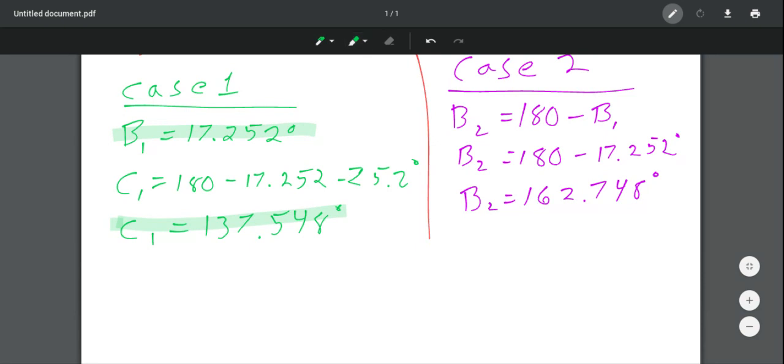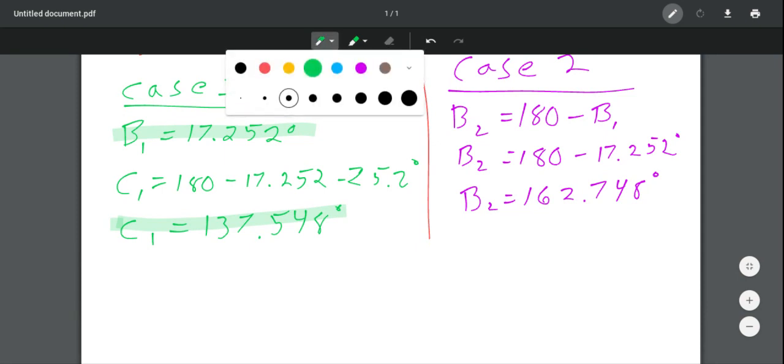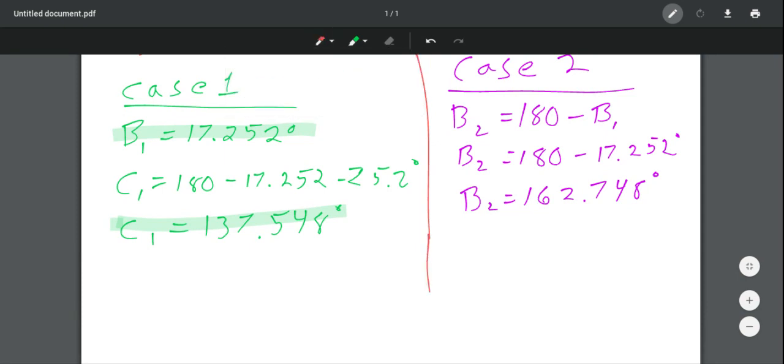Well, let's try to find the third angle in case two. So let's take a look at case two. So in case two, to find the third angle, I would say C2 would equal 180 minus the 162, which is B2, minus the 25.2, which is A. Now, guys, what happens when you do that? You get 180 minus 162.748 minus 25.2. You get C2 to be a negative value.